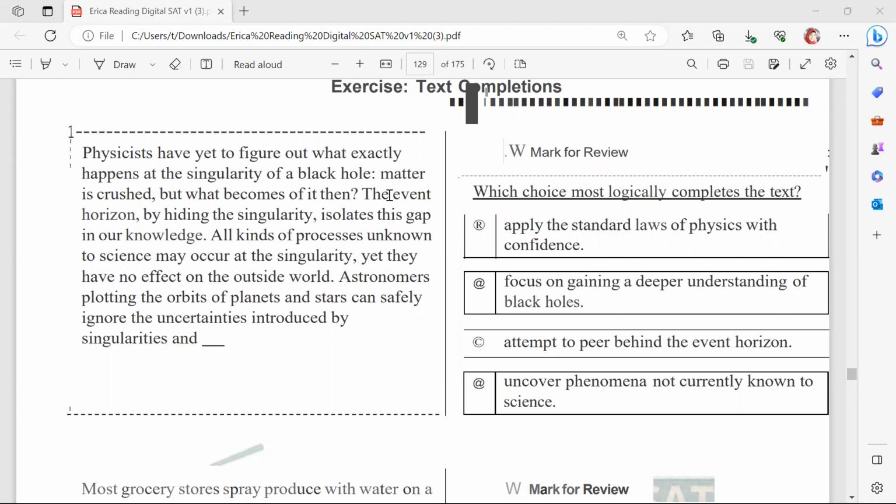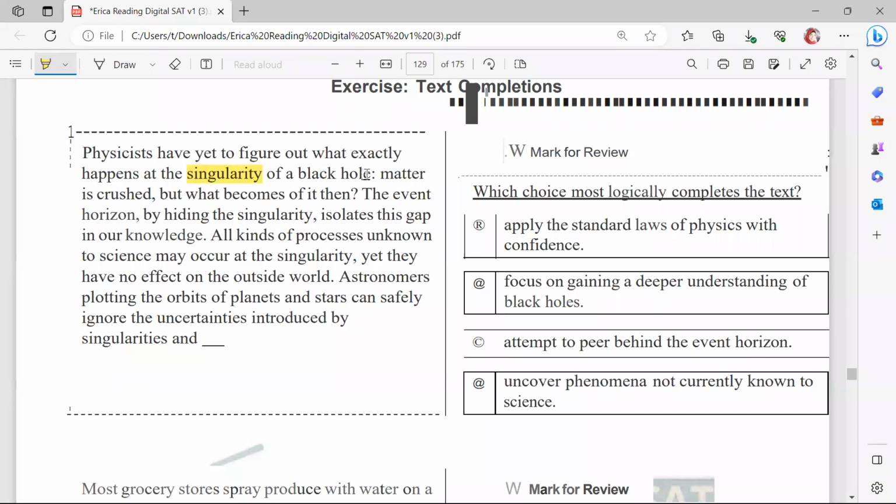Okay, now, can you read the text for me, please, Abdurrahman? Okay. Physicists have yet to figure out what exactly happens at the singularity of a black hole. Matter is crushed. Here we see a colon, so we can notice that. Amazing. I will assume, Abdurrahman, that we didn't understand the idea in the first sentence. I don't know the meaning of singularity.